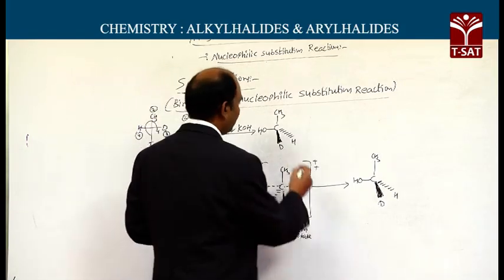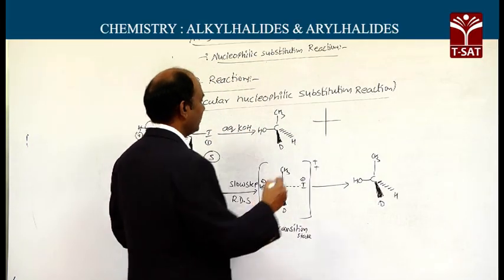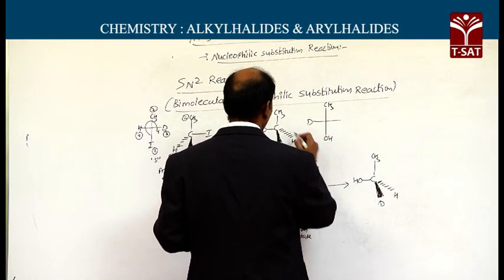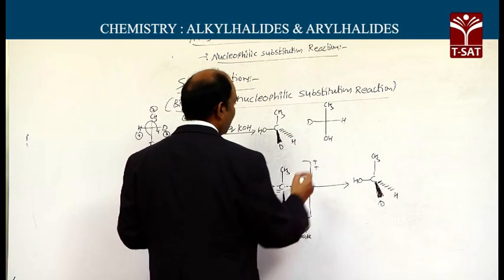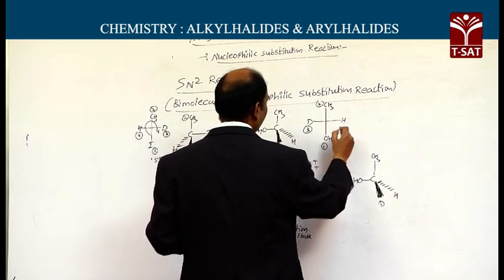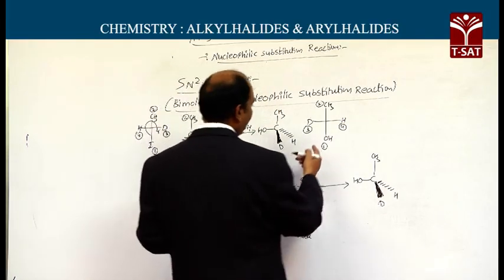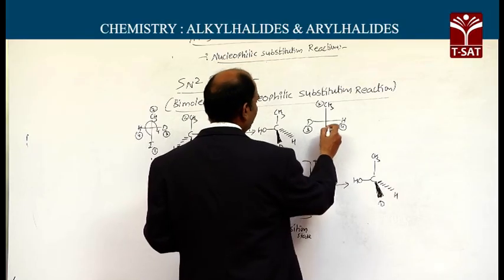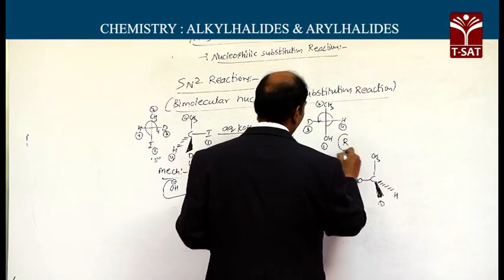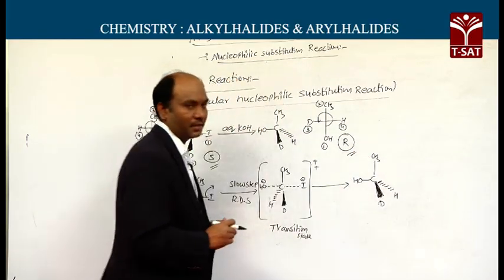Now convert this one into Fischer. Here it is CH3, the bottom is OH, then deuterium, and this is H. Here this is 1, this one goes to second priority, this one goes to third priority, this one goes to fourth priority. Now observe the groups 1, 2, 3: it is in the anti-clockwise direction, that means this is the R configuration. Here the S configuration is converted into the R configuration.